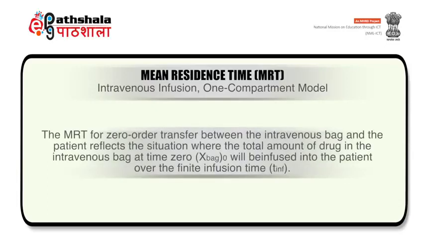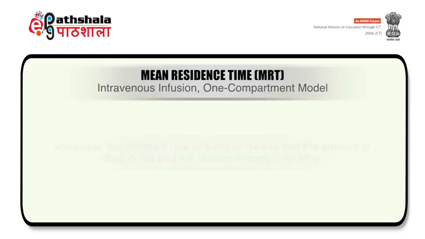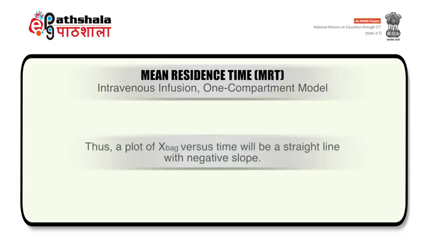The MRT for zero order transfer between the intravenous bag and the patient reflects the situation where the total amount of drug in the intravenous bag at time 0, that is X bag 0, will be infused in the patient over the finite infusion time, that is T infinity. Moreover, the constant rate of transfer means that the amount of drug in the bag will decline linearly over time. Thus, a plot of X bag versus time will be a straight line with negative slope.